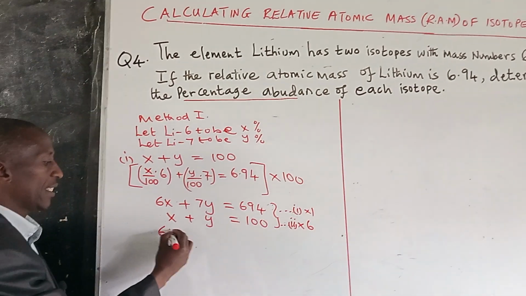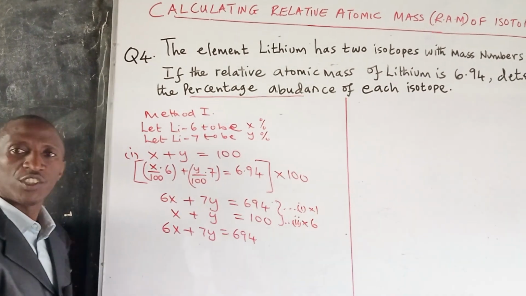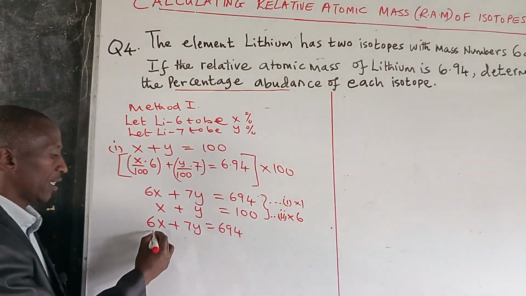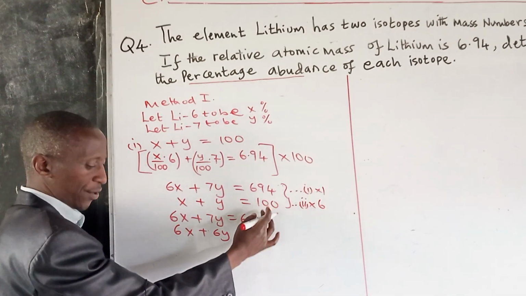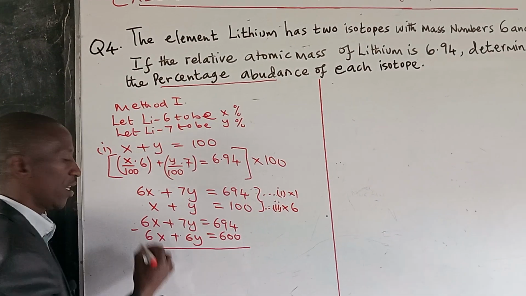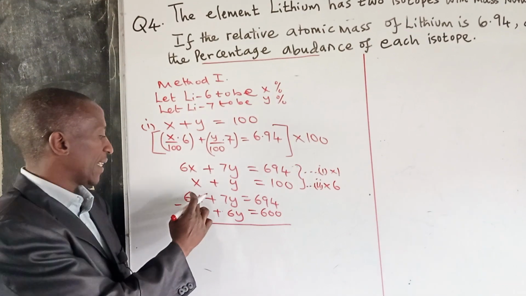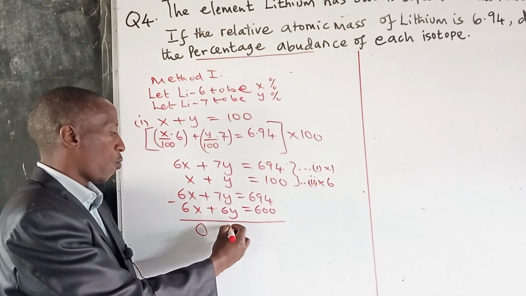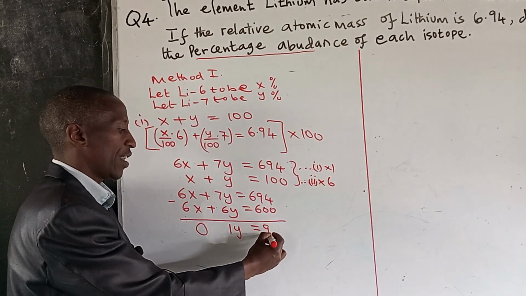And that gives us 6x plus 7y is equal to 694. Equation 1 remains unchanged. We look at equation 2. We multiply each item by 6, and that gives us 6x plus 6y, and then 6 by 100 gives us 600. And these two equations we subtract so as to eliminate x, and that means 6x minus 6x is 0, 7y minus 6y gives you 1y, and 694 subtract 600 gives you 94.